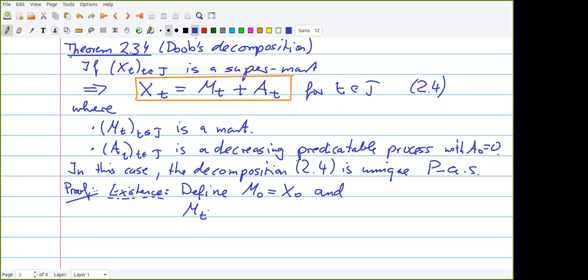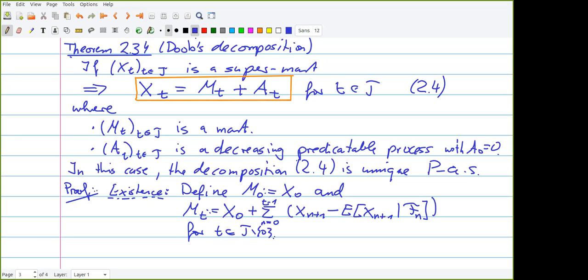And what we do, keeping our local characterization in mind, is we define M_t as X_0, right? And then we look at the process and we consider each round. And at each round, we make sure that this is a martingale. So in each round, we compensate X_n so that it's a martingale, right? So we just subtract the conditional expectation of X_{n+1} given the information of F_n. Okay.